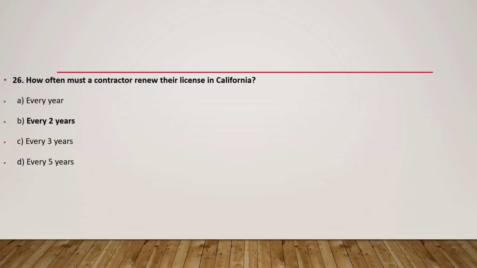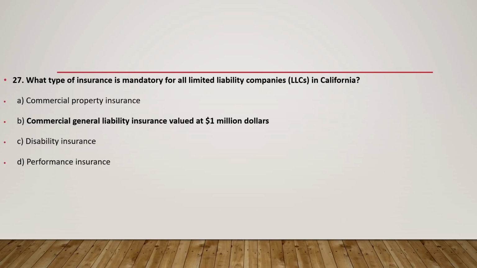26. How often must a contractor renew their license in California? B. Every 2 years. 27. What type of insurance is mandatory for all limited liability companies, LLCs, in California? B. Commercial general liability insurance valued at $1 million.